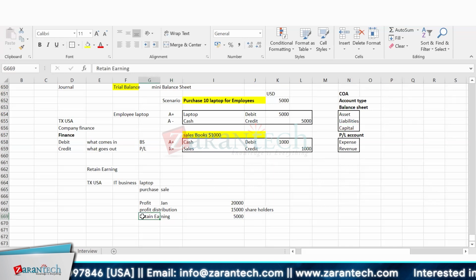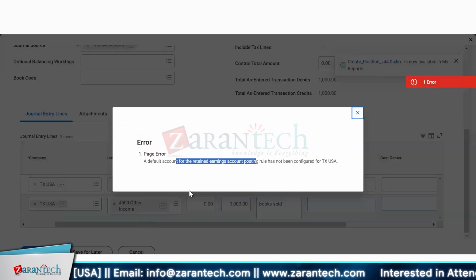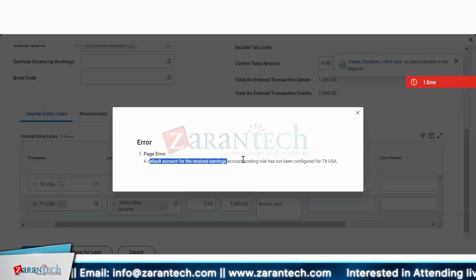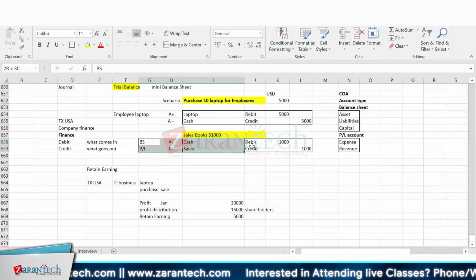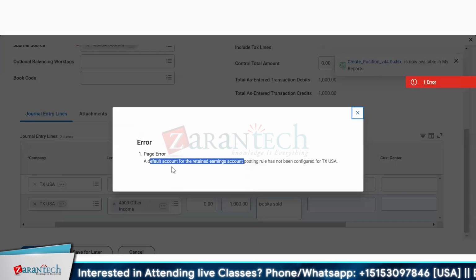So how are we going to maintain this retained earning account here? What is the concept of retained earning? I have explained it here, and it has been hitting right now. This is the first time. If the retained earning account is not configured, it will always prompt an error. So this is a one-time definition in any company, to set up the retained earning account.